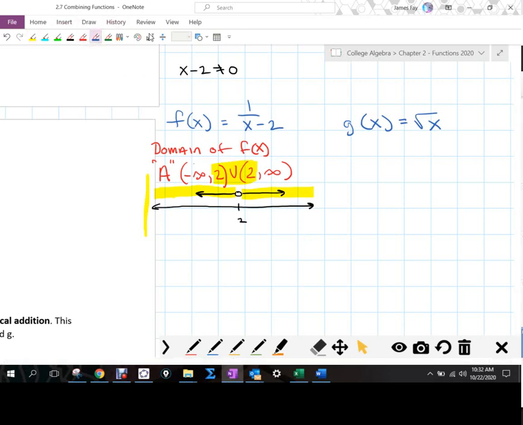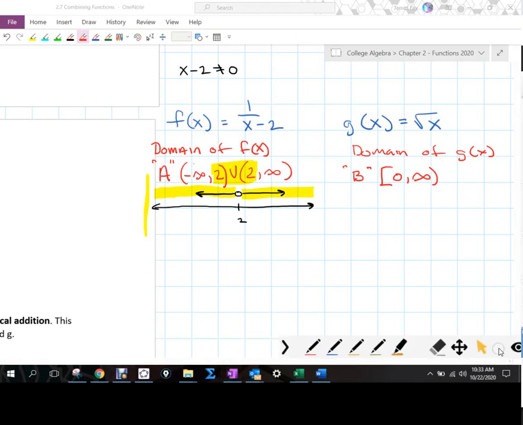Now, let's talk about the domain of g of x. And that's what our notes are calling the set B. Okay? So what would be the domain there? What numbers are you not allowed to take the square roots of? Negative numbers. So the numbers that I am allowed to take the square root of would be 0 to infinity. Okay? So now I've got the individual domains of those smaller functions.